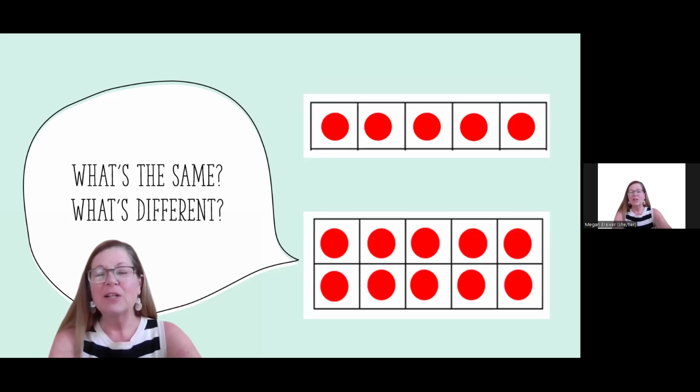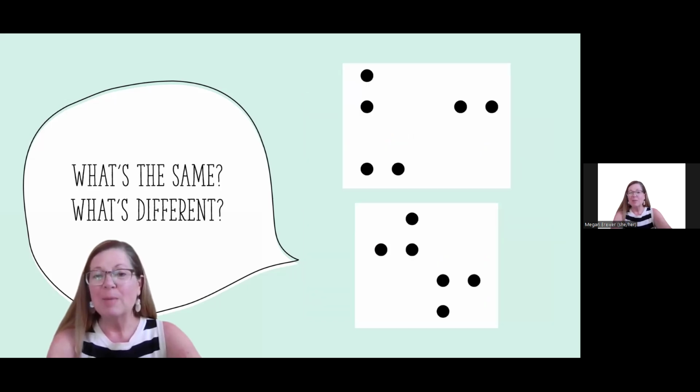All right, now we've got so many different models. Here's an example of using the 10 frame and a 5 frame. What's the same about them? Well, they're both filled. And again, if I was a teacher facilitating this, I wouldn't be sharing these thoughts. I'm just sharing with you what students might tell us. So they're both filled frames. They both have 5 in a row. What's different? Obviously, the 10 frame has 2 sets of 5. And we're also going to have some dot images, having students really think about the same and different.